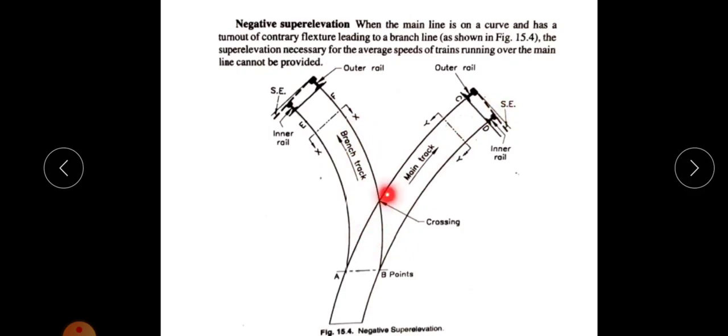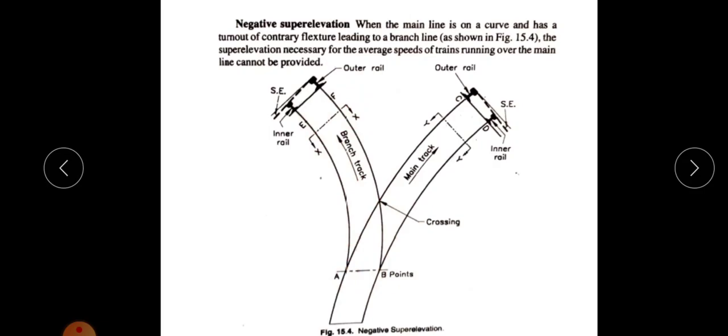In the main track, this is the outer rail, so here this A should be higher than the point B. But in this case, B is the outer rail for this branch track, so B should be higher than this A point. So these two contrary conditions cannot be met at the same time for the same point.